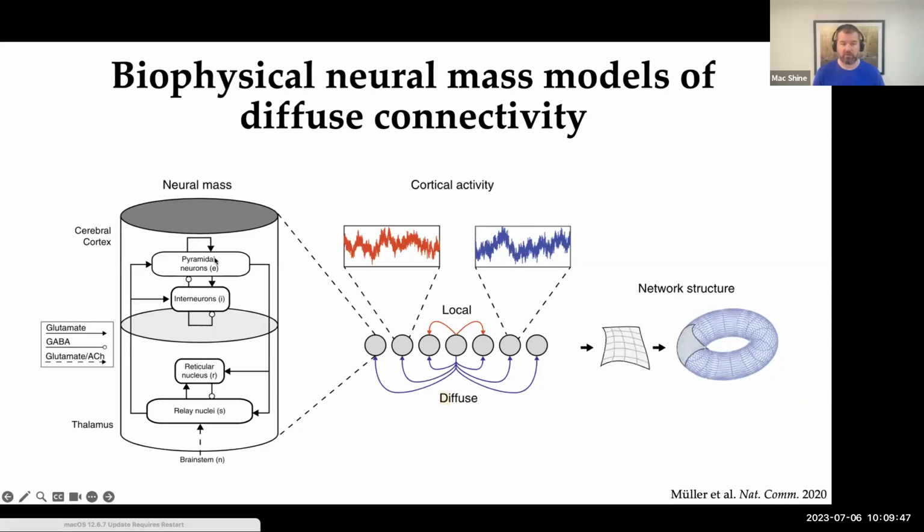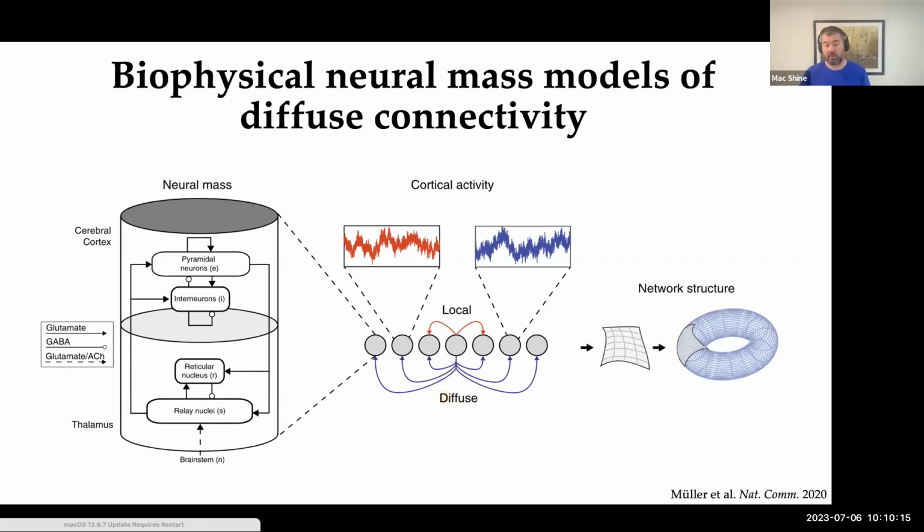So what we have here is two cortical populations, an excitatory and inhibitory population, and then two thalamic populations, the excitatory and the reticular nucleus. And they're coupled together using principles of neuroanatomy. And these have been well fit to electrophysiological data across different states of arousal. And then what we can do is we can take these and wire them together into a little toroidal structure. And then we can sweep a single parameter, this diffuse coupling parameter.